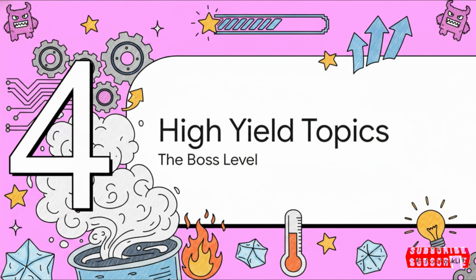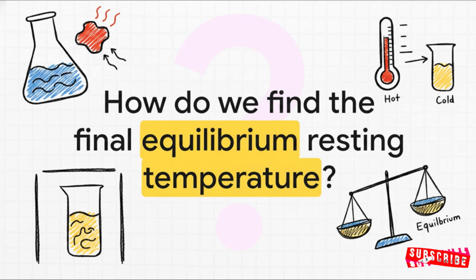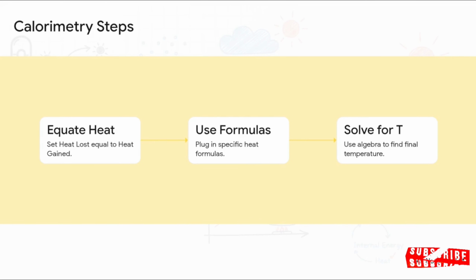High-yield exam topics. We have reached the boss level. Okay, here is a guaranteed calorimetry question you are going to see on your final. Ready? If you drop a piping hot piece of metal into a cold, perfectly insulated beaker of water, how do you mathematically find the final resting temperature when both objects finally stop changing? Seriously, don't get overwhelmed by this.